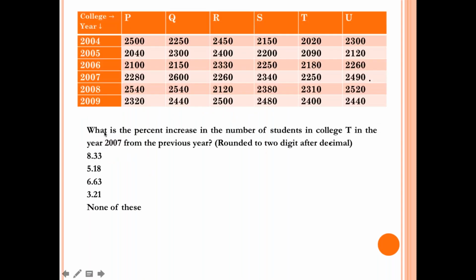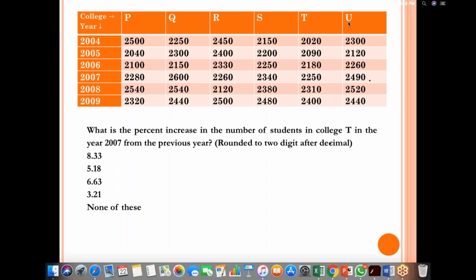Just try the first question. Take your time and give me the answer for this question. So this is college, this is year. This is the number of students studying in a particular college. Just take your time. I'll let you go through the graph. Take 1 or 2 minutes to find out the answer, right?